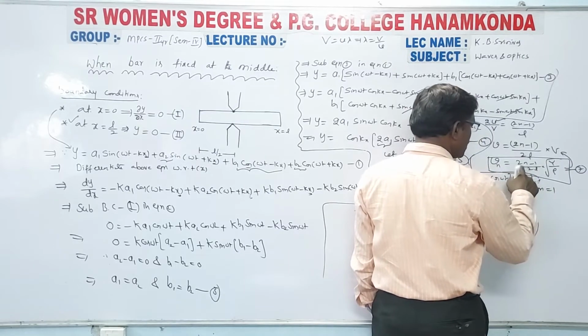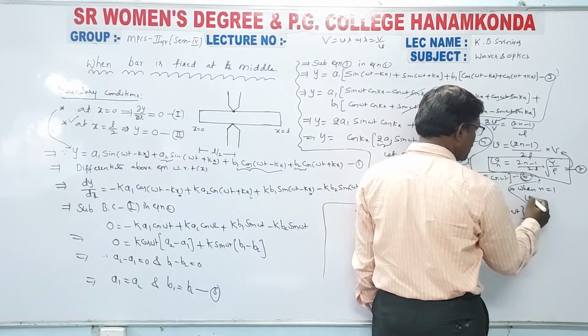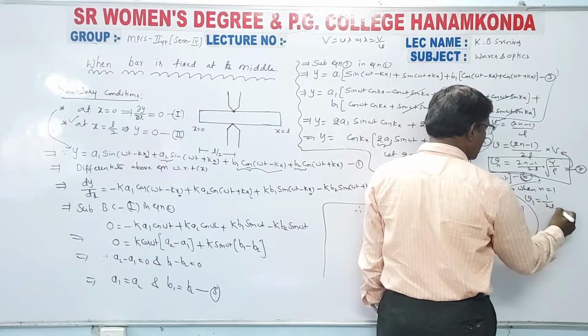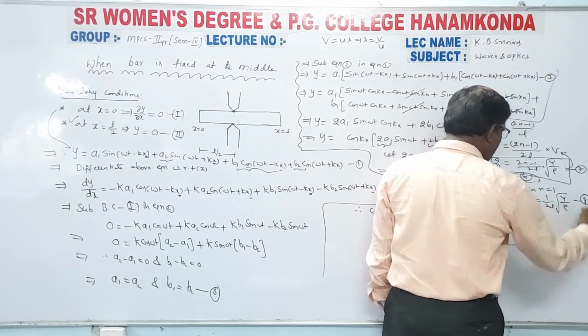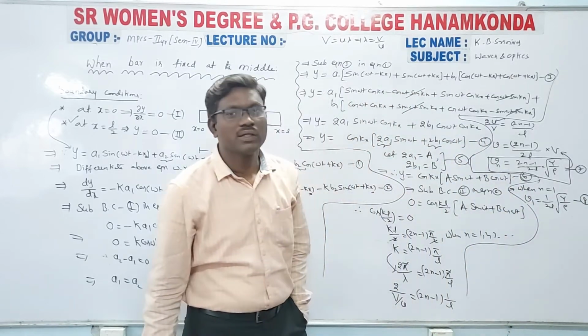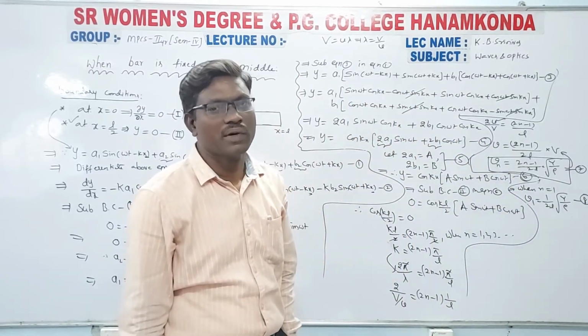When n equal to 1, 2 minus 1 is 1, so 1 by 2L. So nu 1 is equal to 1 by 2L under root of Y by rho. This is the first possible frequency in the bar. That is also known as the first harmonic.